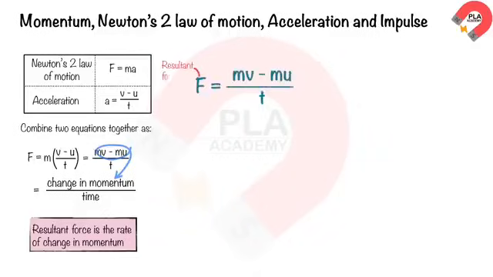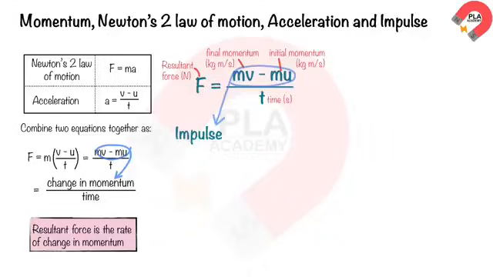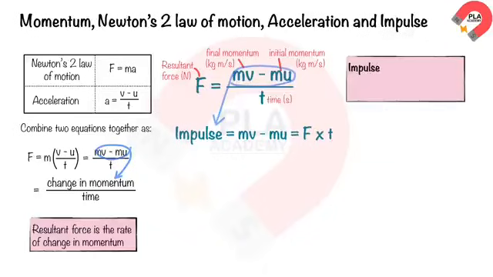Where F is the resultant force in newtons, mv is the final momentum, mu is the initial momentum, and t is time in seconds. The change in momentum is defined as the impulse. So, the impulse is equal to mv - mu, or equal to Ft. The impulse is defined as the change in momentum. It's also the product of force and time.